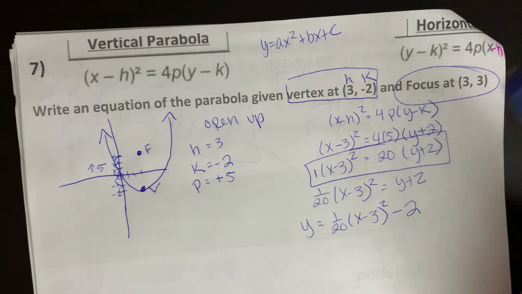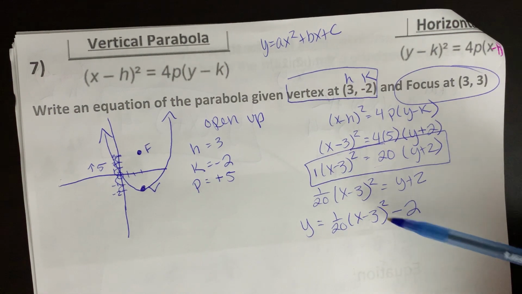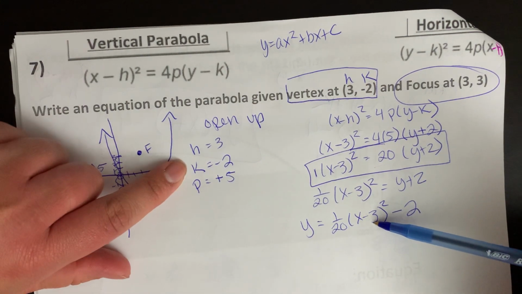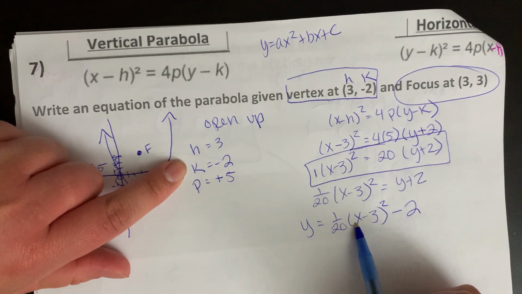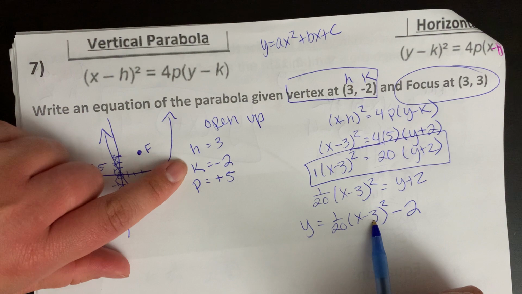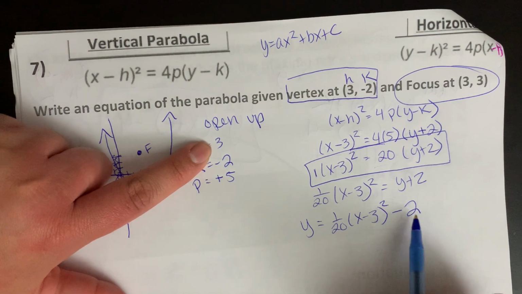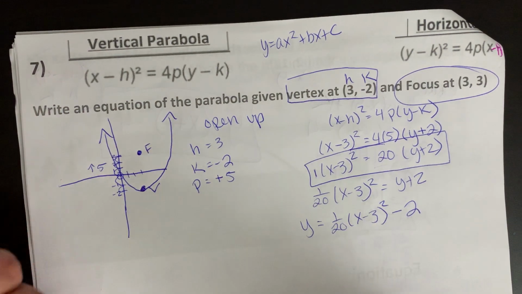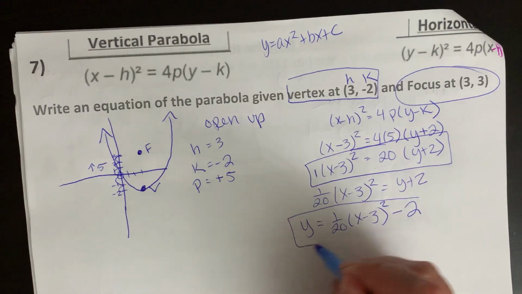Now remember, this should still match your original vertex. We know h is always with x, which is a negative 3, so it's really the opposite because it's inside parentheses, so it's going to be a positive 3. And then this would be a negative 2, which would be your k. Okay, so your equation could be either one of those.